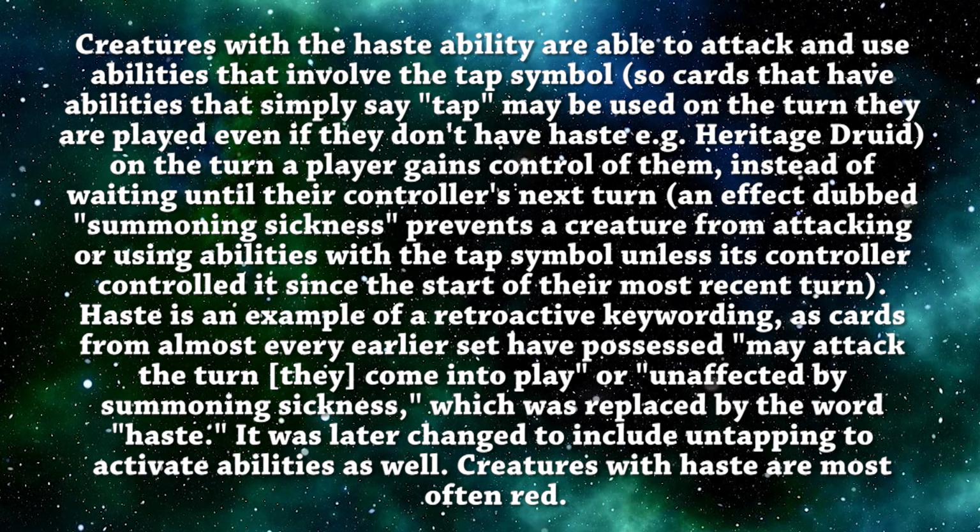In this video we're going to be going over the keyword haste, and the definition of haste is: creatures with the haste ability are able to attack and use abilities that involve the tap symbol, so cards that have abilities that simply say tap may be used on the turn they are played even if they don't have haste. For example, Heritage Druid. On the turn a player gains control of them, instead of waiting until their controller's next turn. An effect dubbed Summoning Sickness prevents a creature from attacking or using abilities with the tap symbol unless its controller controlled it since the start of their most recent turn.